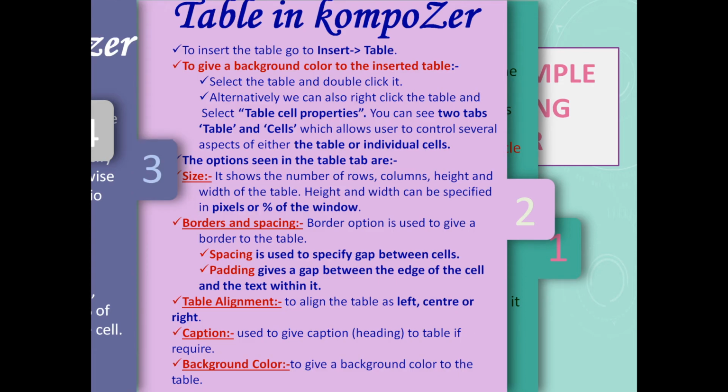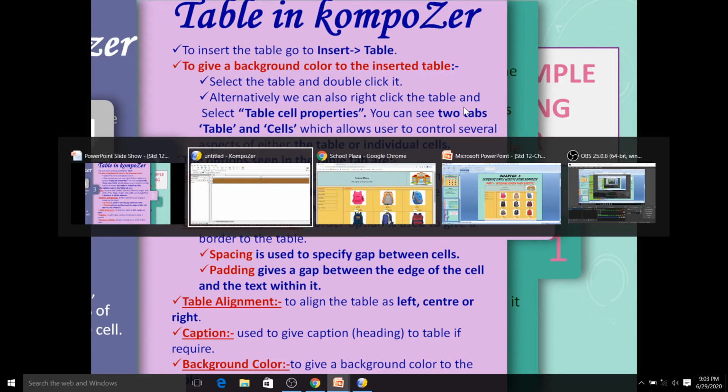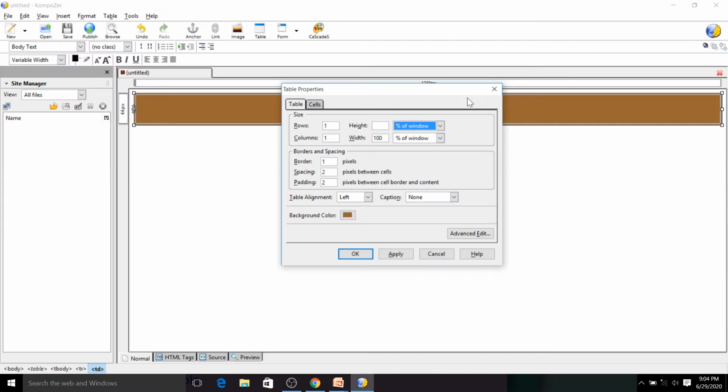And table alignment. It can be left, center or right. Caption. It is used to give any heading to a table. Background color. To give background color to the table, that we did now. All these options you can see here when you click on the table tab of the table property dialog box.